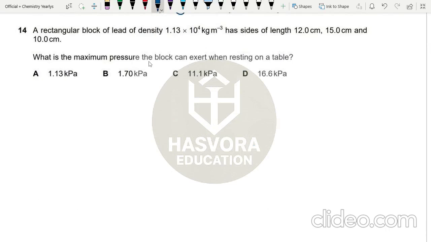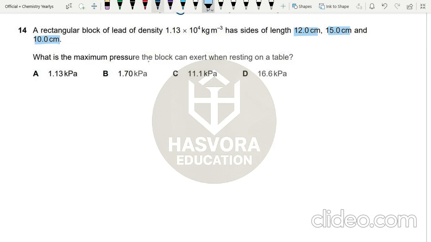Now our third question says a rectangular block of lead of density 1.13 × 10^4 kg per meter cubed has sides of 12 cm, 15 cm and 10 cm. So they have actually given us the three lengths, the three sides, and now they are asking what is the maximum pressure the block can exert when resting on the table.